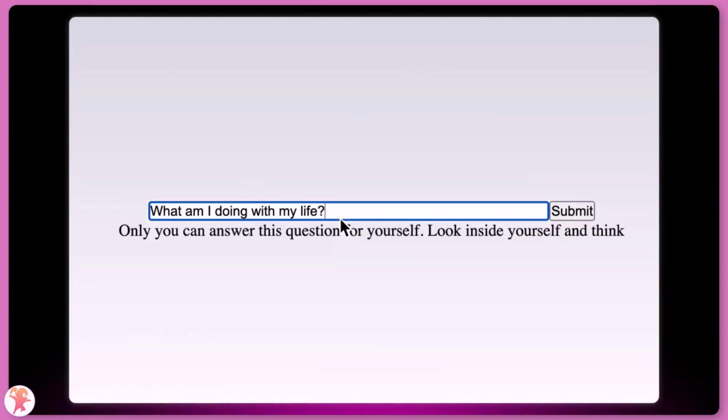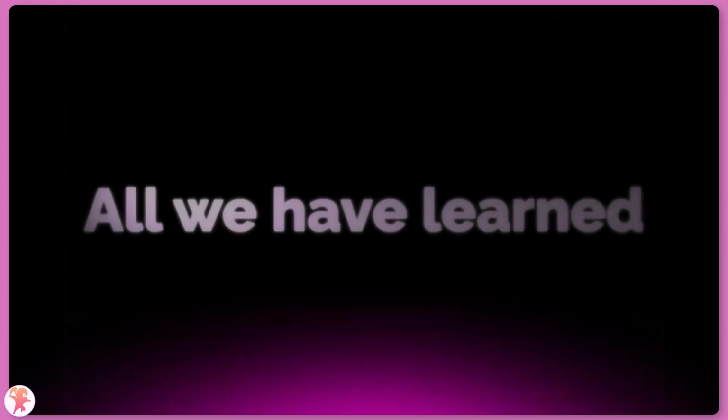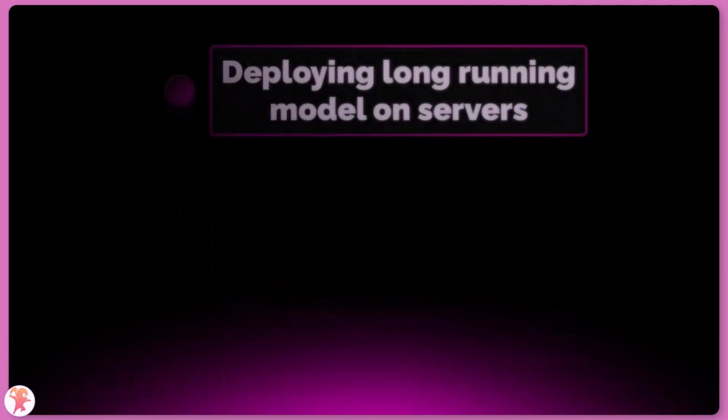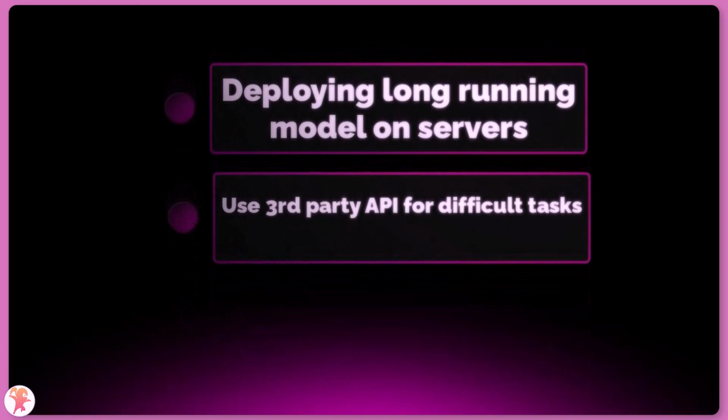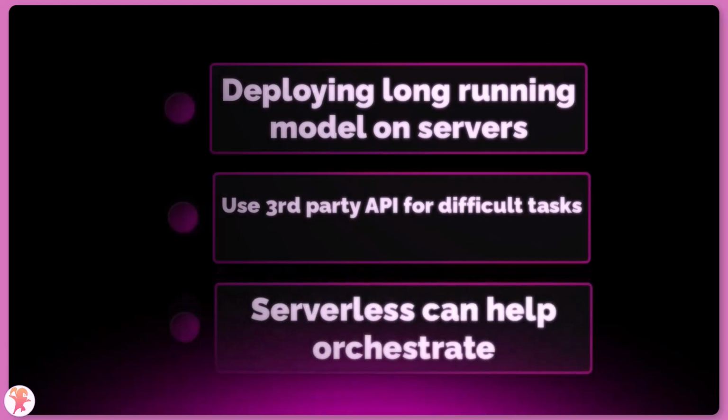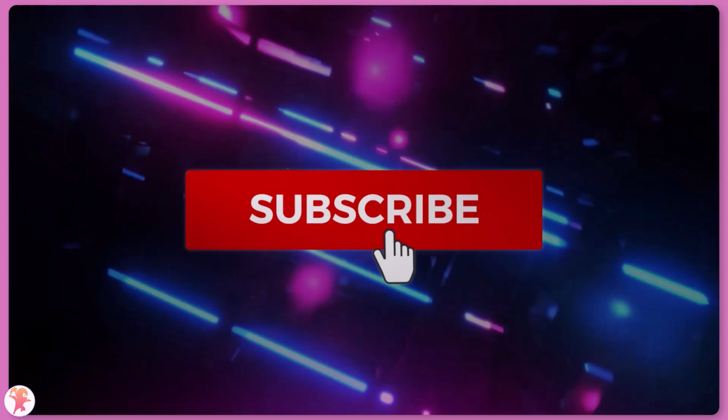So there you have it. Within a couple of minutes, we've learned how to deploy a custom model on a long-running server. We've also learned that difficult tasks are better left to third-party APIs like OpenAI, and using a serverless environment is useful for cleaning and orchestrating all of your data calls. I hope this was useful as an introduction to AI application architecture.